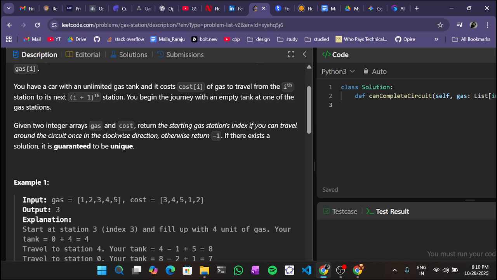Given two integer arrays gas and cost, return the starting gas station index if you can travel around the circuit once in the clockwise direction. So we have to move in the clockwise direction, and we have to return an index at which we can make one complete cycle, or else we should return -1 if we couldn't make a circle starting from any position.